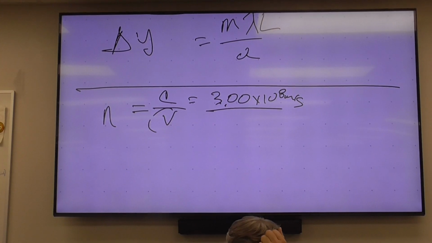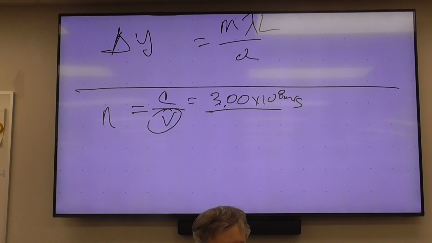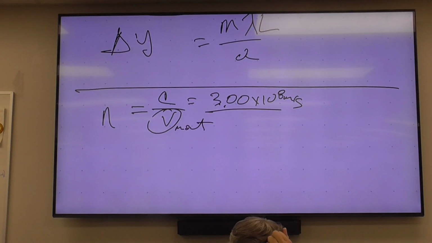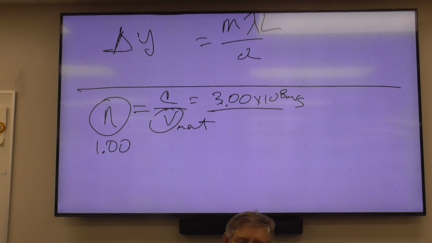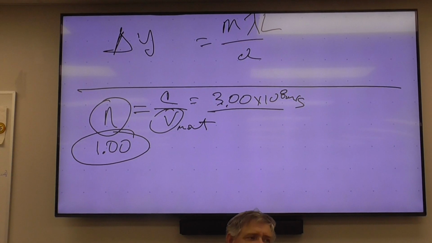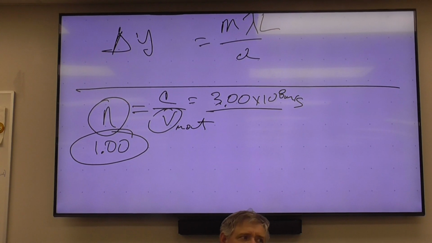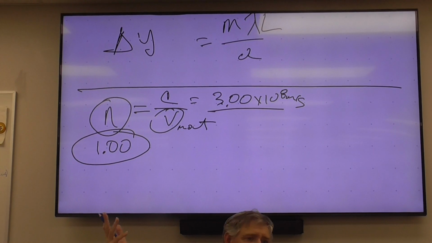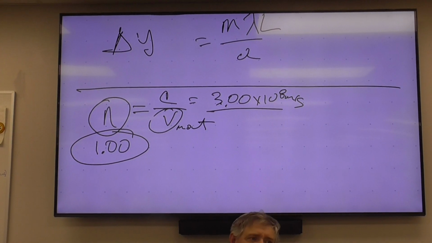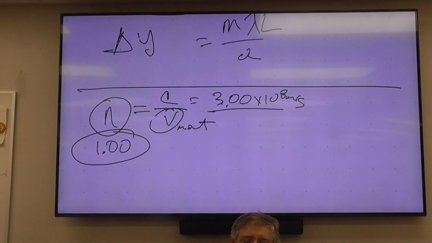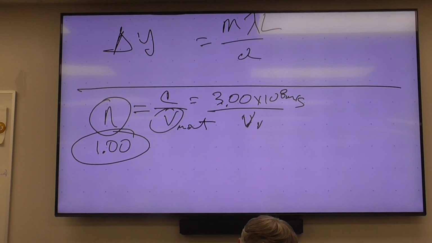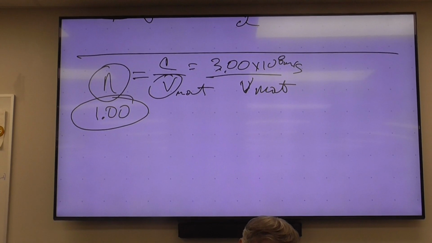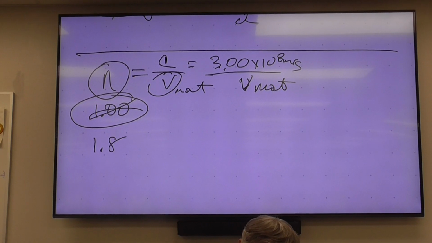So v is going to be the velocity in a new material. The smallest possible index of refraction you could have would be 1. So what's the only way that you can generate an index of refraction of 1? It's traveling in a vacuum. The two velocities are the same. That's the only way that you can have an index of refraction of 1. Now, this is the velocity in a new material. So let's say the index of refraction is 1.8.